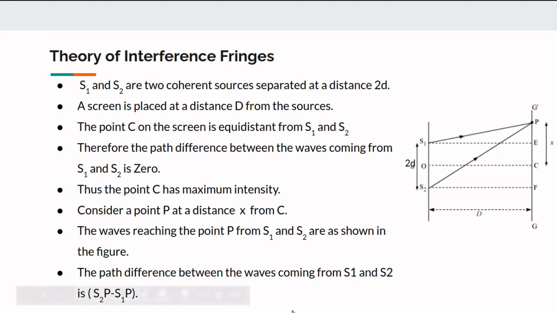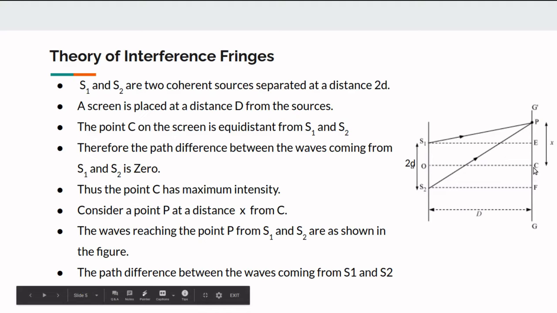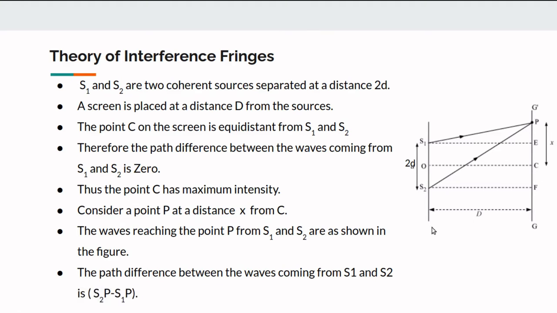C is the point on the screen which is equidistant from S1 and S2. Therefore, the path difference between the waves coming from S1 and S2, that is S2C minus S1C, is equal to 0, as C is equidistant from S1 and S2. Thus, the point C has path difference of 0, which corresponds to the condition for maximum intensity. Therefore, the point C has maximum intensity and a bright band is formed at the point C.